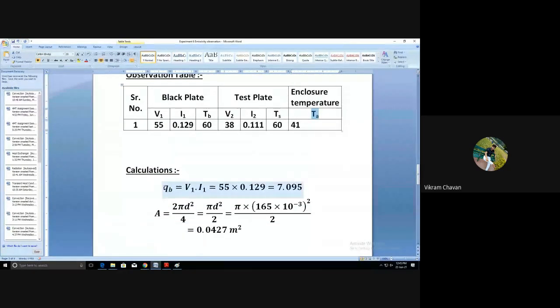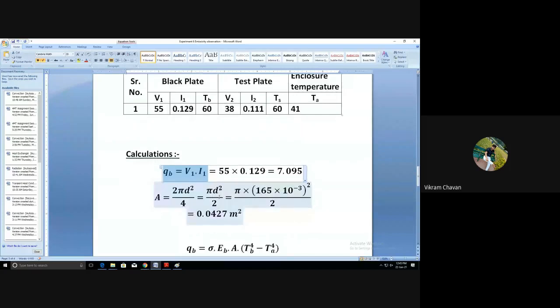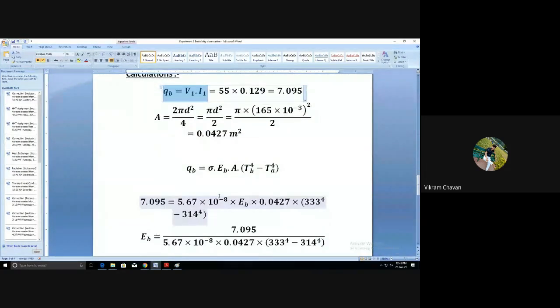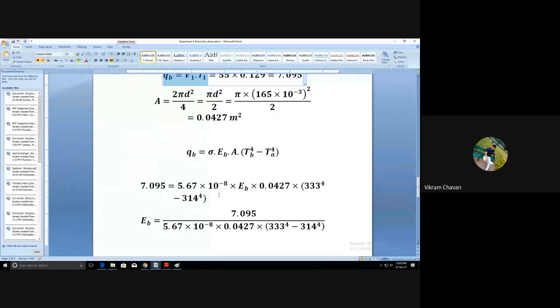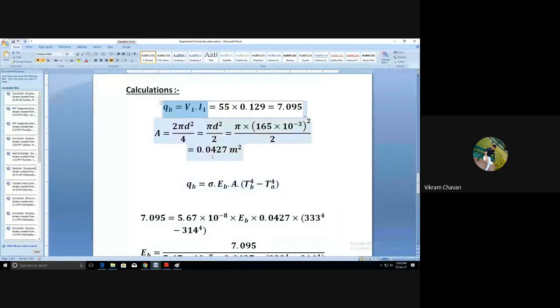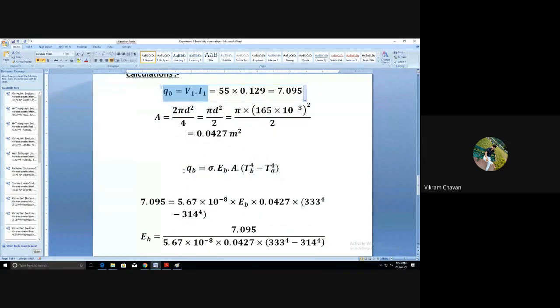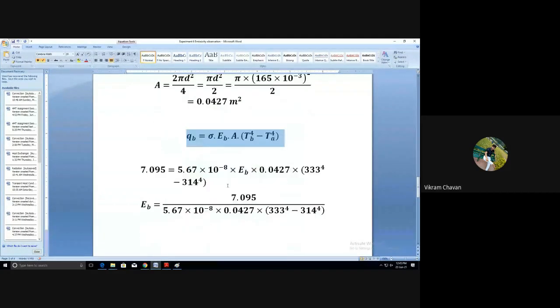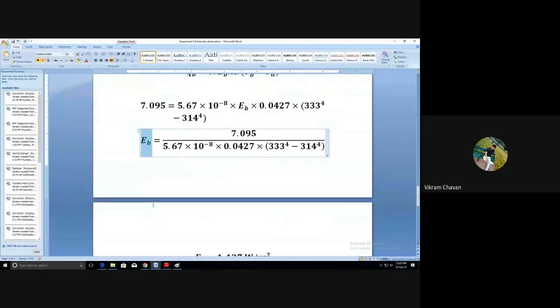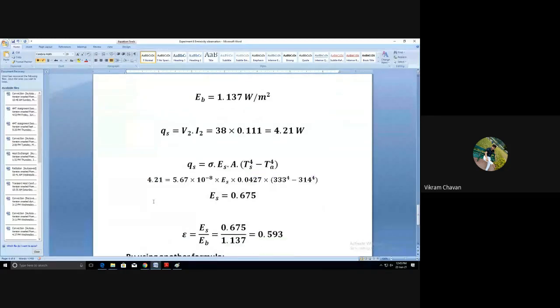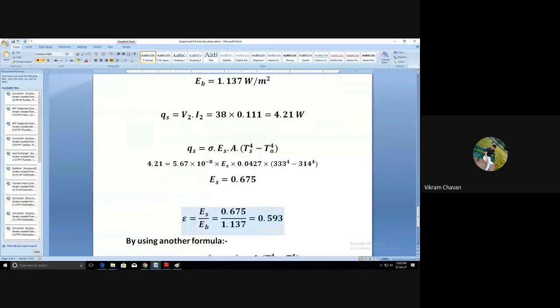And you have to define in the program Q1 or QB: QB is equal to V1 multiplied by I1. Then QS is equal to V2 multiplied by I2. After calculating QB and QS, you have to define the formula for the emissive power of a black body, the formula for the emissive power of a gray body, and finally the formula for emissivity.